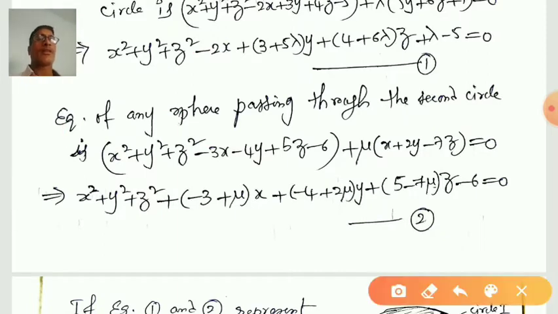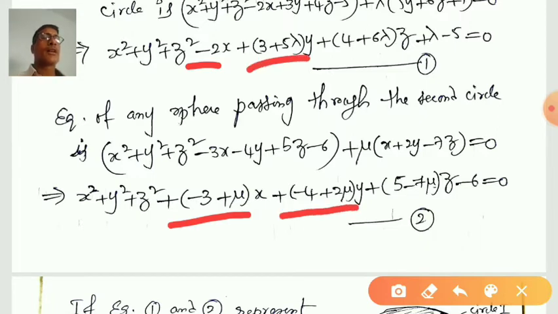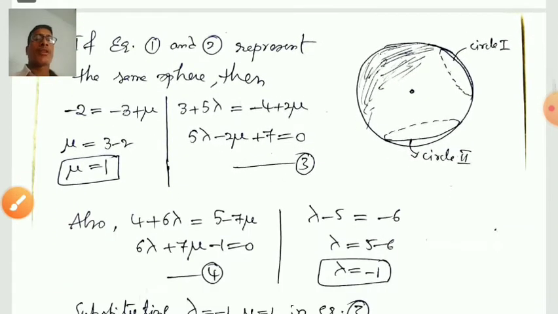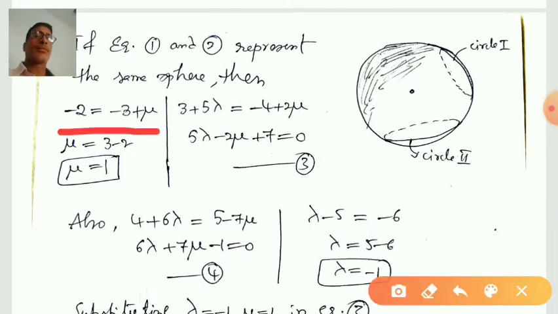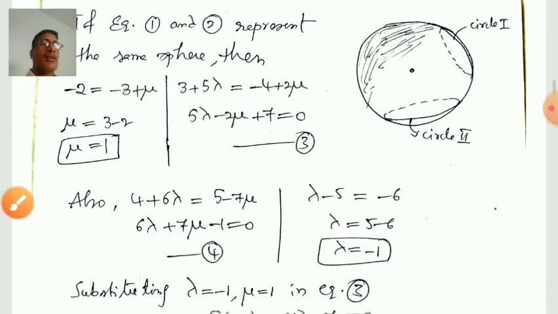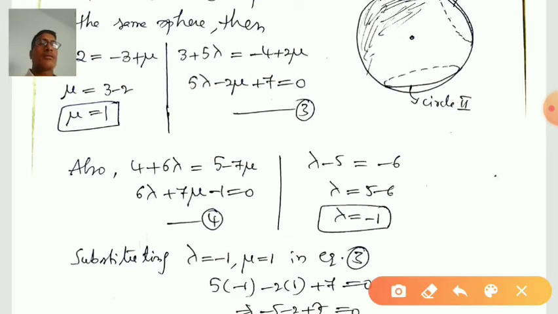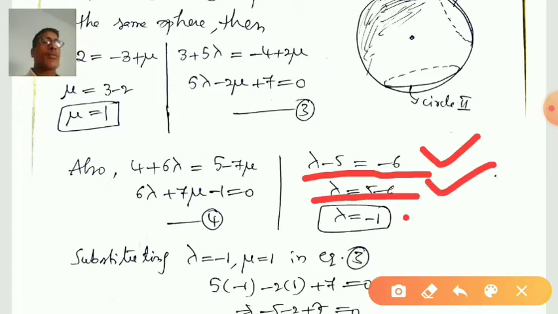The first equation comes from equating the x coefficients, the second by equating the y coefficients, the third by equating the z coefficients, and the fourth by equating the constant terms. So we will get like this. First equation is minus 2 equal to minus 3 plus mu. From this we get mu is equal to 1. And the second equation is this. And from another equation, by equating constants, lambda minus 5 is equal to minus 6. From this we will get lambda is equal to 5 minus 6, lambda is equal to minus 1.